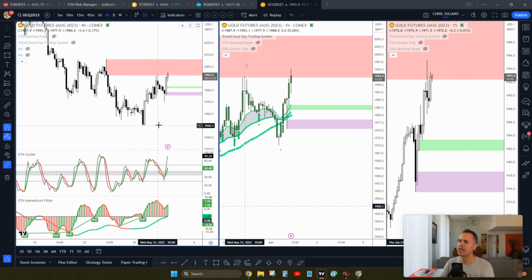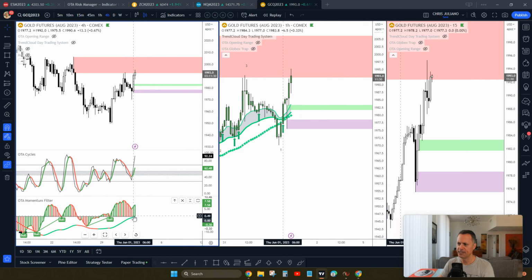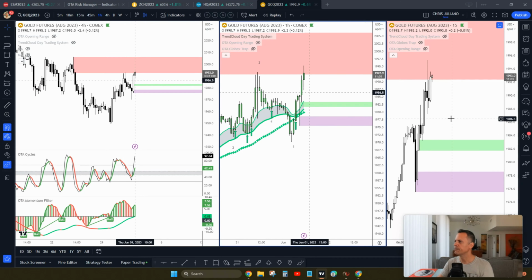And what do we have going on here? Upward momentum on the high time frame. Upward trend. Perfect. That means we are looking for our breakout to the upside and a retest of the opening range. So cycling up on the high time frame, momentum filter is pointing up. Does that match with the 1 hour trend? Yes, it does.